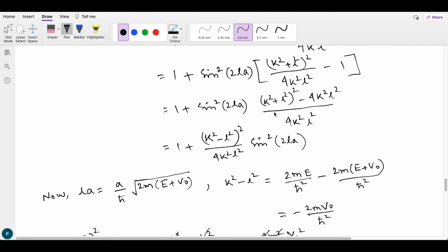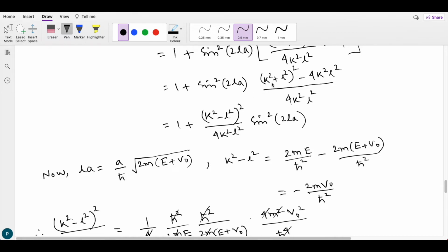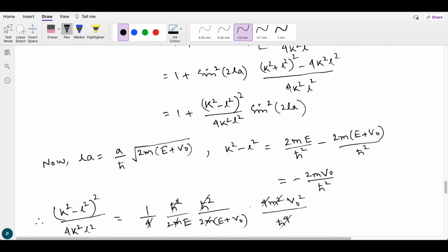But there is a very simple but important algebraic identity, which is (a plus b) whole square minus 4ab equals (a minus b) whole square. I have just used that identity here. So you can imagine k square as a, l square as b. So you get from this equation (k square minus l square) whole square as the numerator part, and the denominator part remains the same, and sin square 2la remains as it is.